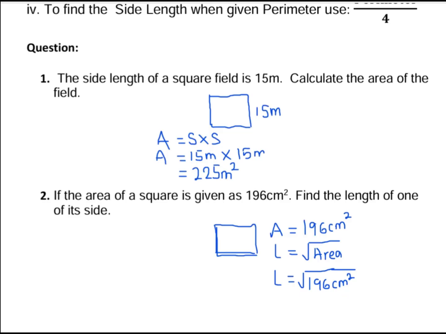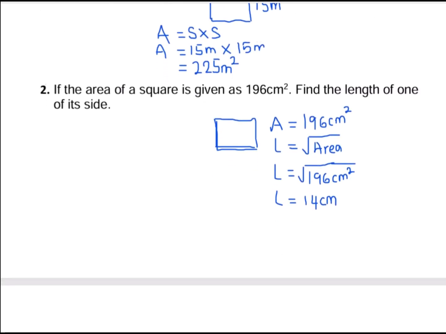So the square root of 196 centimeters square equals 14 centimeters. So that is that. Let's move to the next question.